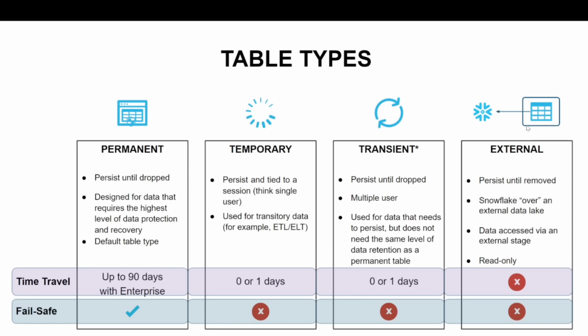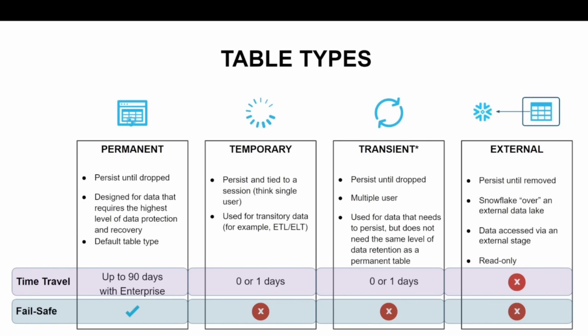Now the third is an external table. This also persists until you physically go and remove the table. It helps you access data which is sitting outside of Snowflake. Let's say you have data in any cloud data lake such as AWS S3, Azure Blob Storage, or a GCP bucket, and you want to access the data in Snowflake without physically moving it from those storages to Snowflake. Then you can leverage the functionality of external tables.